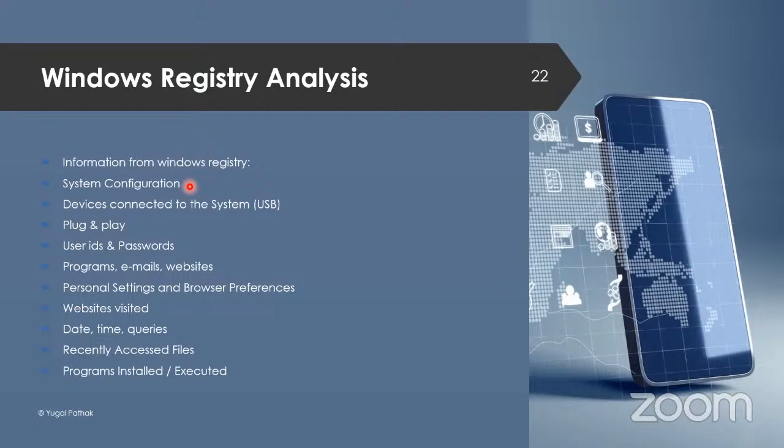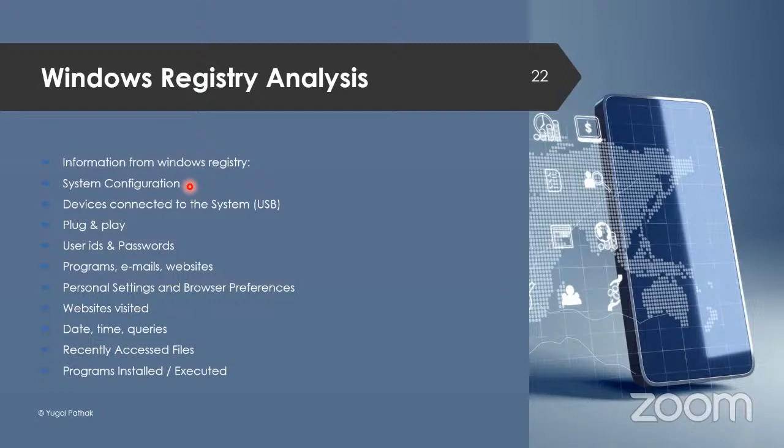What are the websites we have visited? What is the date, time, and different queries we have raised in the system, the different search history, and the file browsing history inside the system? Then recently accessed files: what are the files we have recently accessed in the system, and what programs were executed, deleted, or uninstalled from the system.